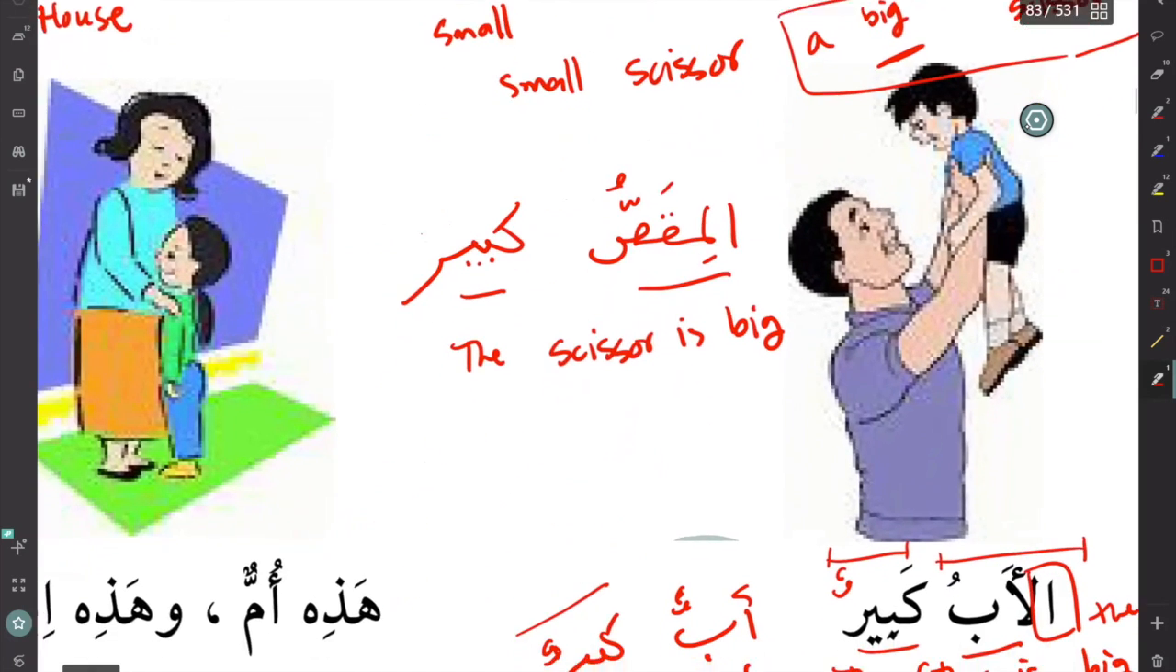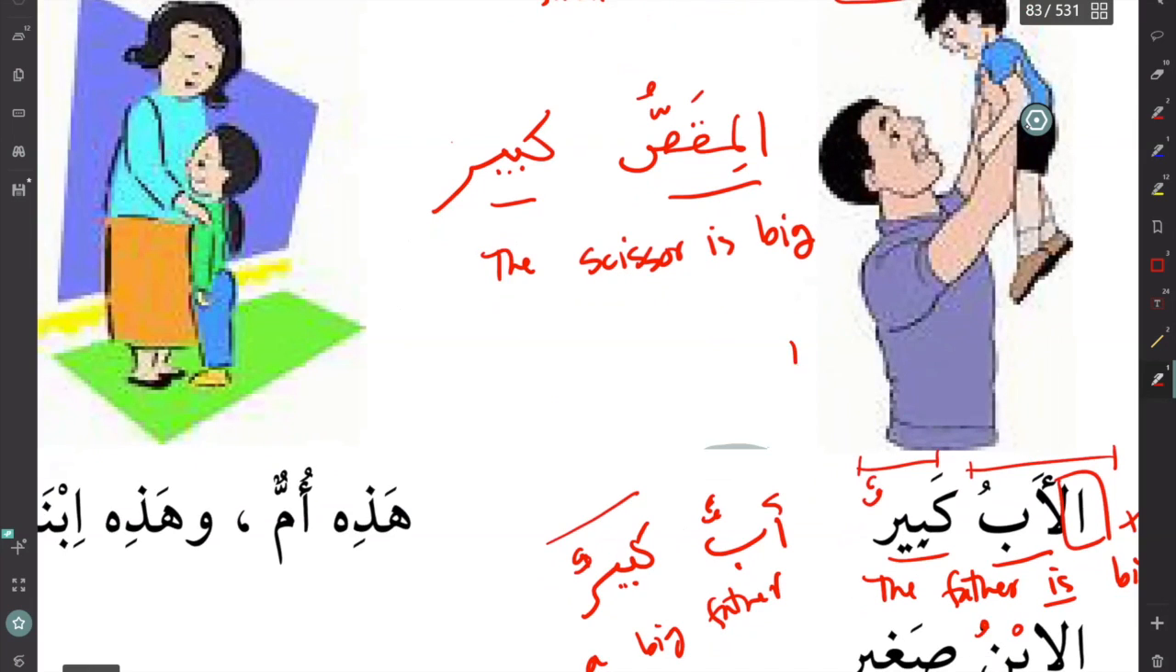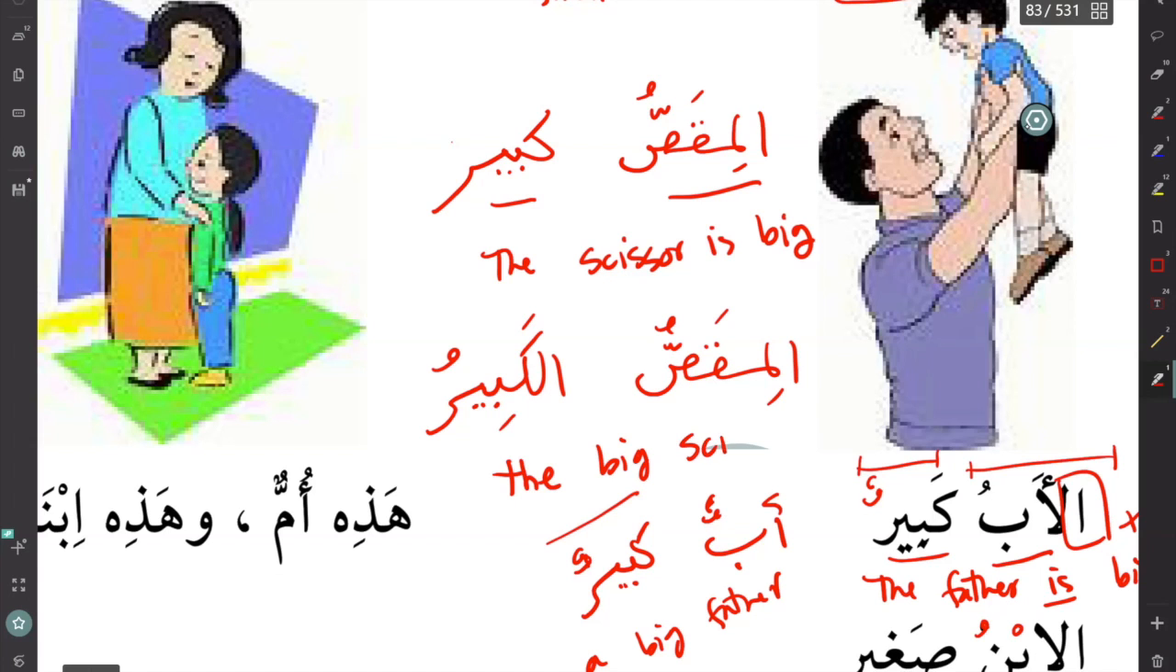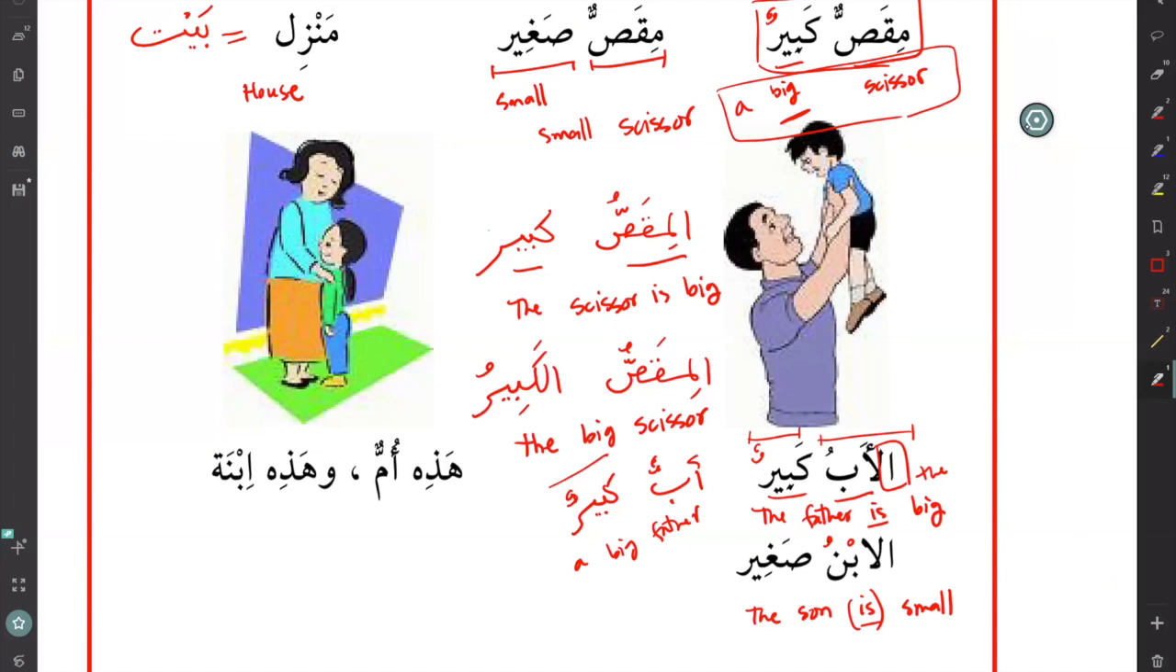But now you might ask, what happens when both of them are definite? So you can say al miqassu al kabir. Again, we cannot have tanwin here. So al miqassu al kabir, it is also an adjective phrase. The big scissor. Okay. So this is a little bit of grammar information I'm giving you here. It's very good if you can understand this concept at least somewhat, it will really help you, because the book will start to give you a lot of sentences and adjectives. So you have to understand the difference, right?